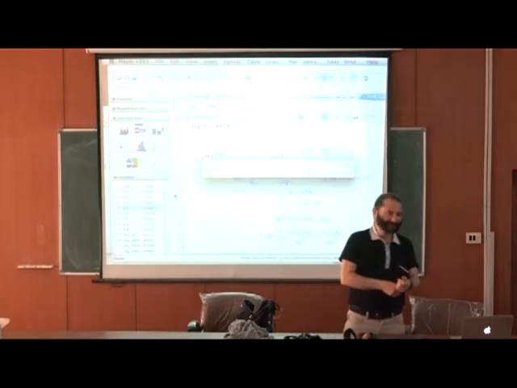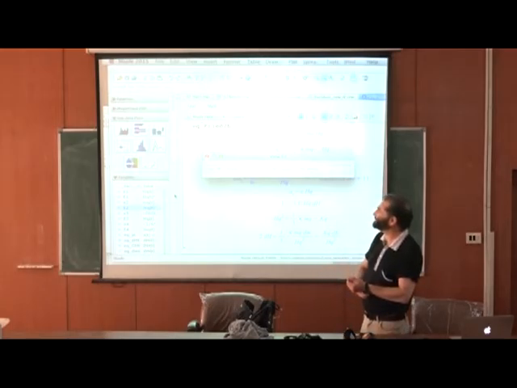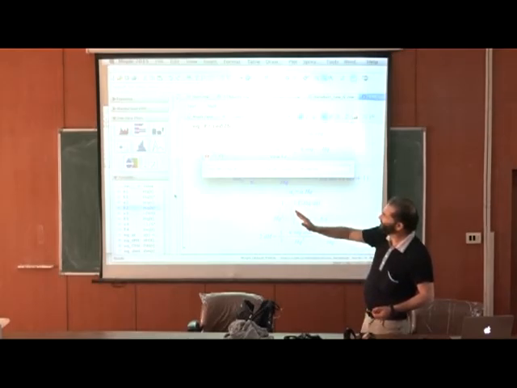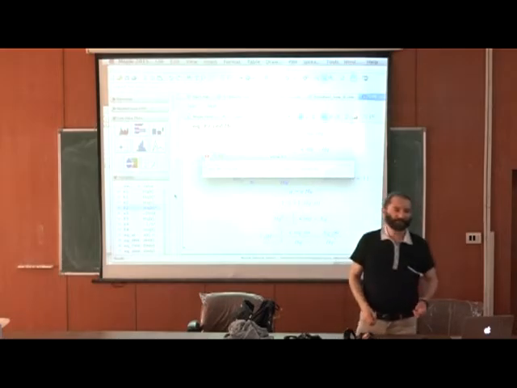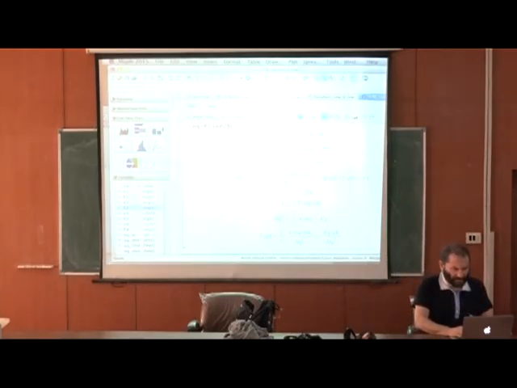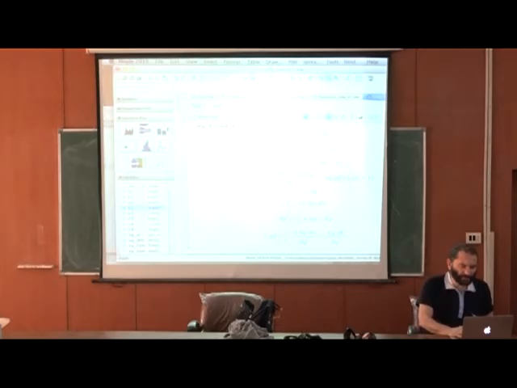Okay. So let me repeat how you get to the variables. They are on the left part of the Maple worksheet, on top. Here it says variables. So you have to go to Maple, in a Maple worksheet. You have this menu. Well, you can hide this menu.